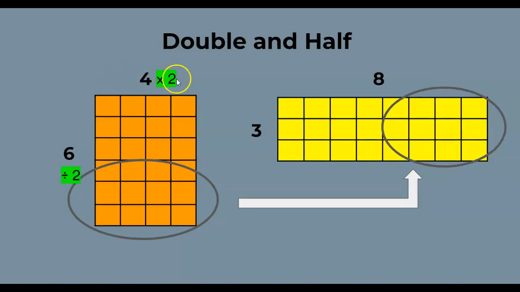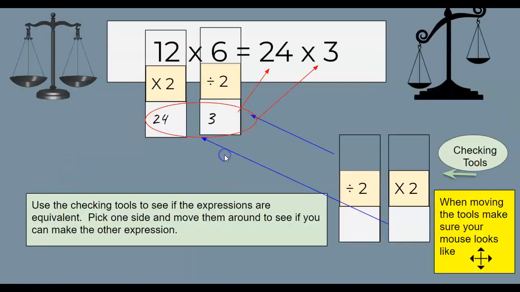All right, so we see 4 times 2 is 8, and 6 divided by 2 is 3. We doubled one, we halved the other. Let's try it. Here we have 12 times 6, and you can see that we wanted to see if it was equal to 24 times 3. And in fact, 12 times 2 gave us the 24, 6 divided by 2 gave us the 3. We have it. It's important to make sure that you double and half on the same side of the equation. You cannot double one over here and half something over here to see if they're balanced.